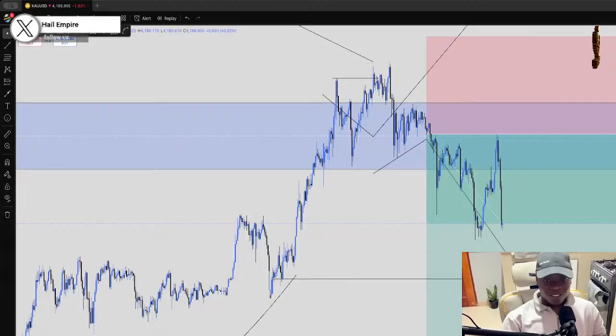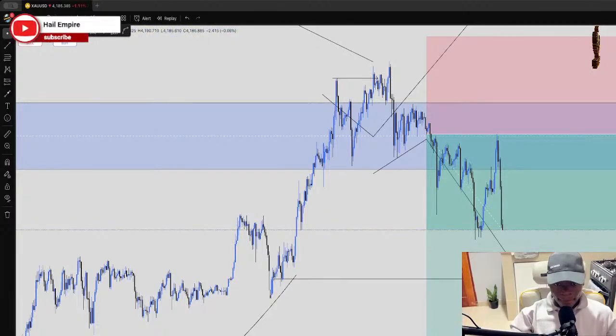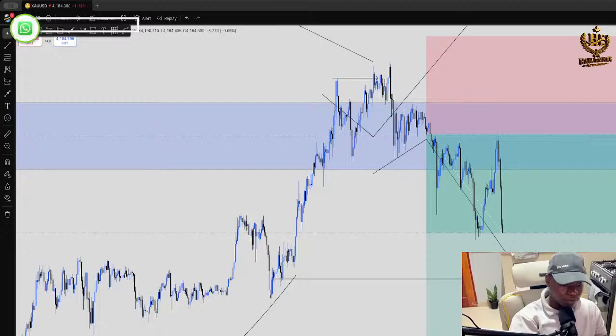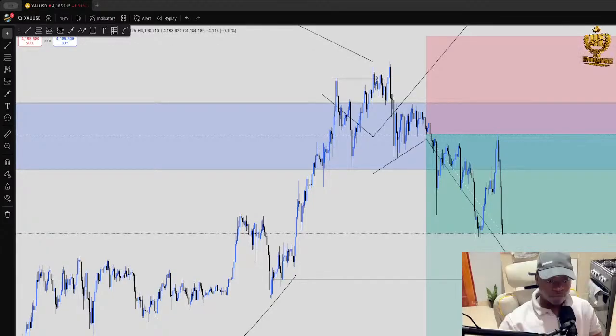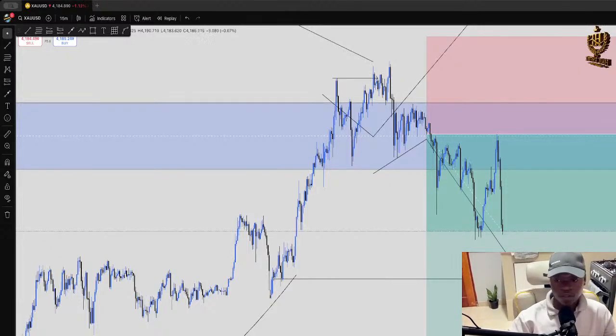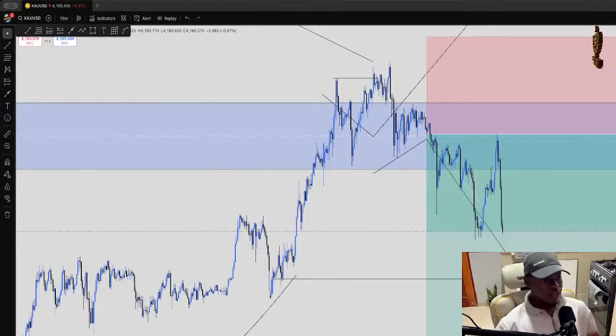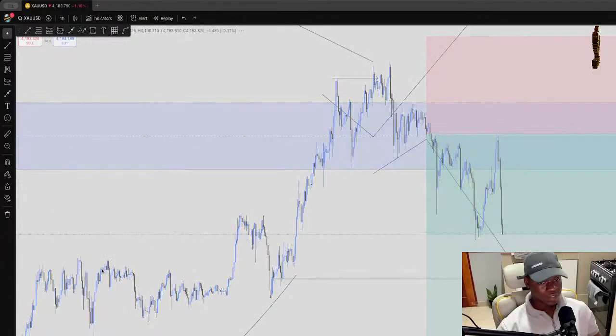Gold, gold, gold. That's gold for you. Yeah, we are still observing it. Just a few pips to our first TP.